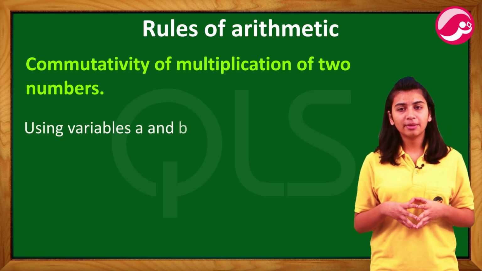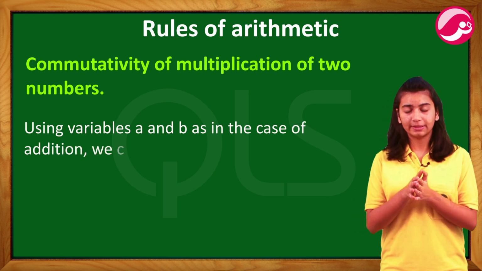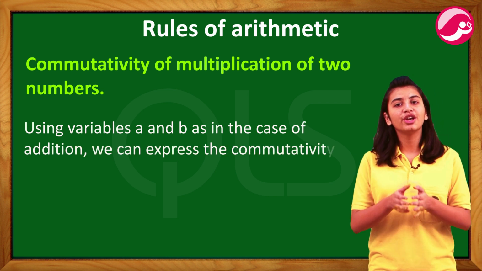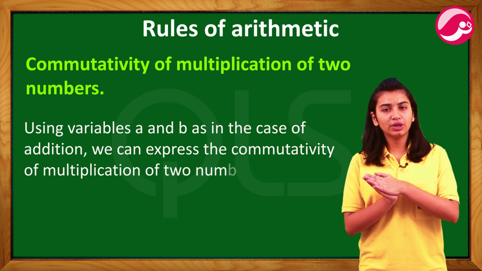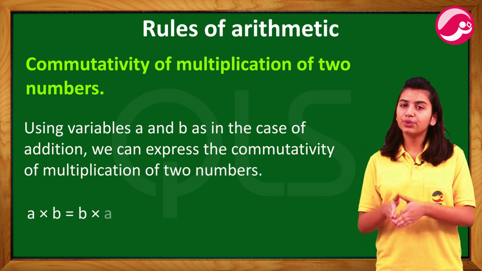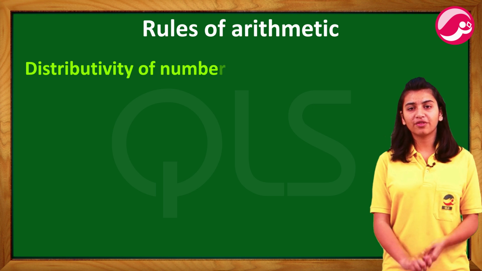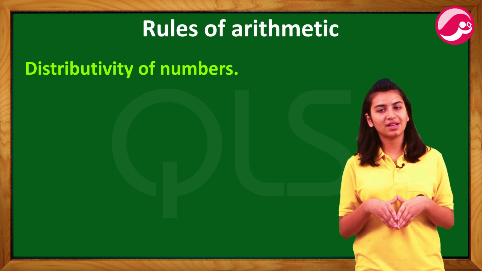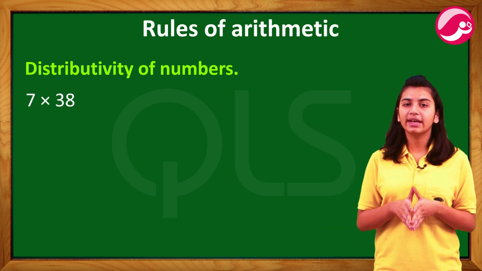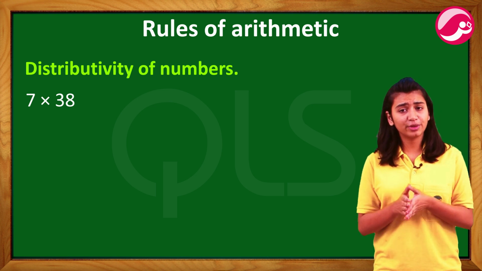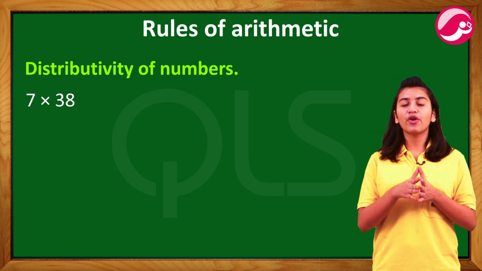Using variables a and b, as in the case of addition, we can express the commutativity of multiplication of two numbers: a into b is equal to b into a. Now, distributivity of numbers. Suppose we are asked to calculate 7 into 38. We obviously do not remember the table of 38. So we do the following.